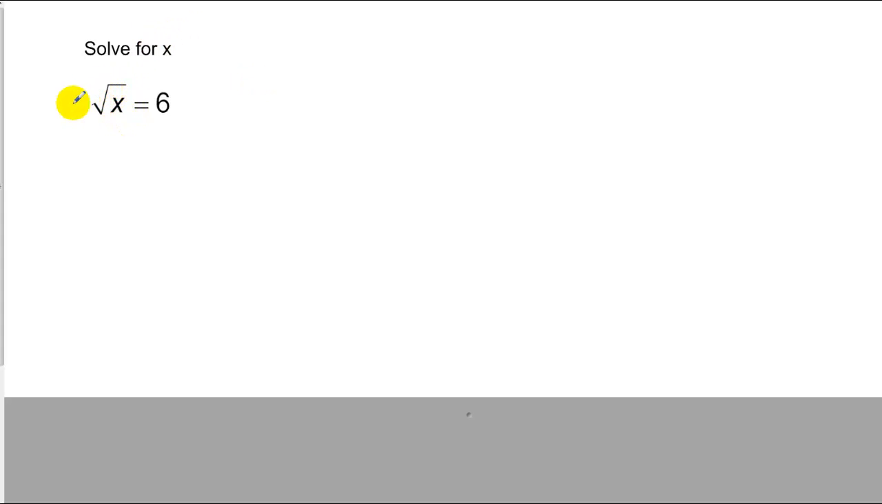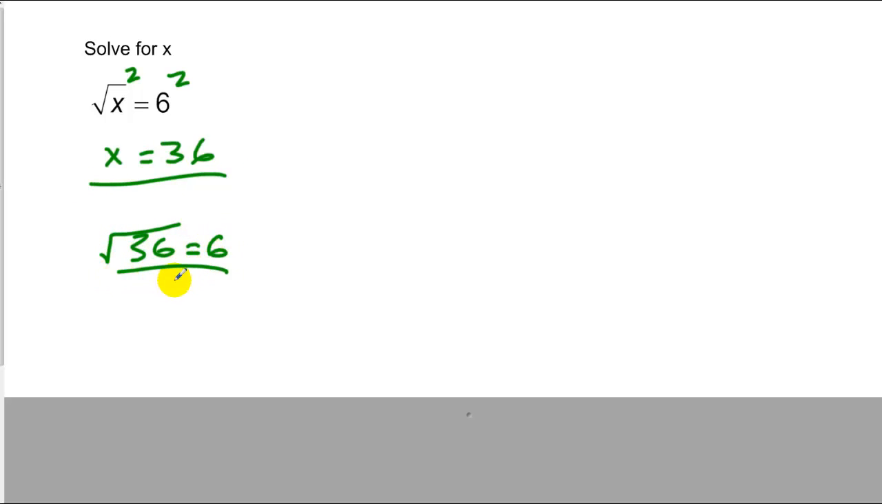I want this root to disappear, and we've talked about anytime you multiply a root by itself, what comes out is what was under the root. So if I go ahead and square both sides, root x times root x is just x, and 6 times 6 is 36. So you'll notice my solution is 36, and if I take the square root of 36, I get 6. That's my check.